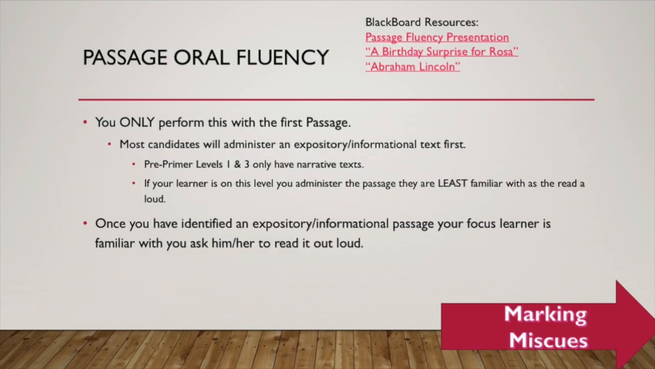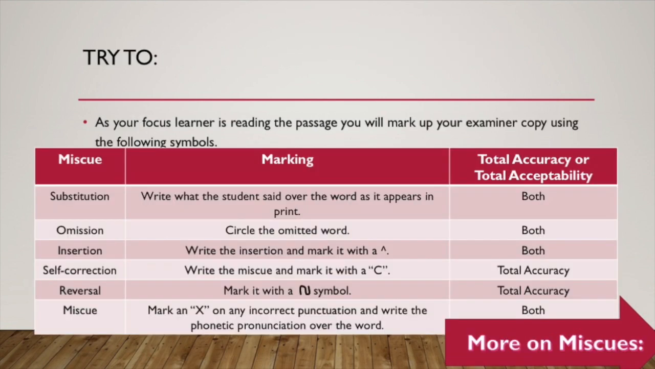You are only scoring the focus learner's oral fluency on the first administration. The focus learner will read out loud an expository or informational passage. These are the miscue symbols you would write on your passage that the student reads out loud. You are also recording every passage the focus learner reads out loud.